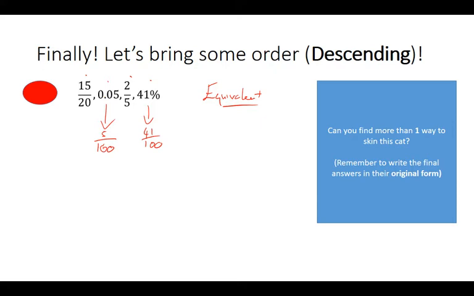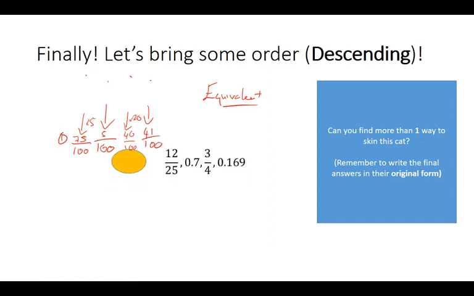So getting these to over 100, well, 5 times 20, 2 times 20 is 40. And here times 5 is 75 over 100. Well, it's quite easy to order now. If it's descending, this is the largest, this is the second, this is the third, and this is the fourth.